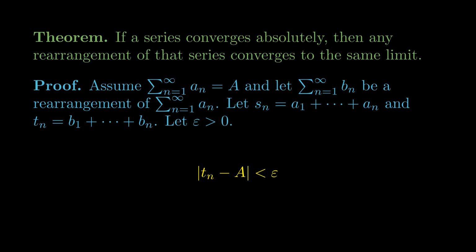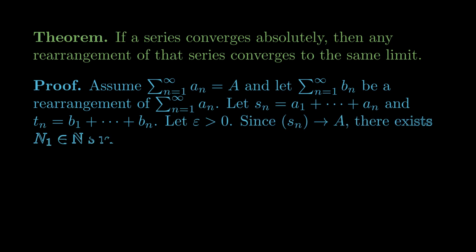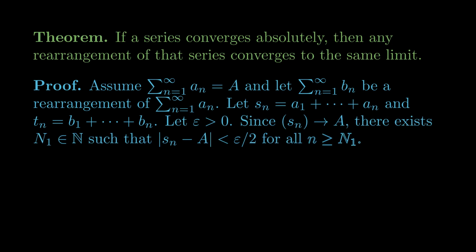We'll argue that these two are close together by arguing that T sub n can be made arbitrarily close to some partial sum s sub something, and that those partial sums s sub something can be made arbitrarily close to the limit A. And since we want the whole thing to be less than epsilon and we have these two parts, we're going to make each of those parts less than epsilon over 2. Let's do that second part first. We want the partial sums s sub n to be close to A. So we can say, since s sub n converges to A, there exists a big N1 in the naturals, such that the absolute value of s sub n minus A is less than epsilon over 2 for all n greater than or equal to big N1.